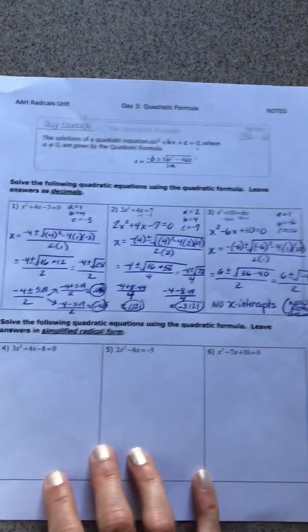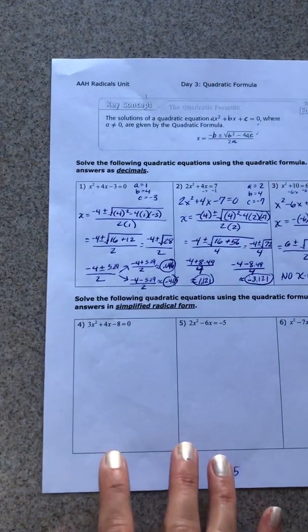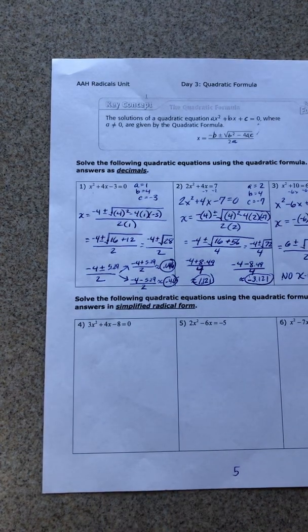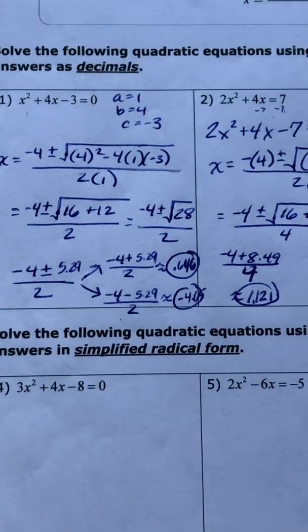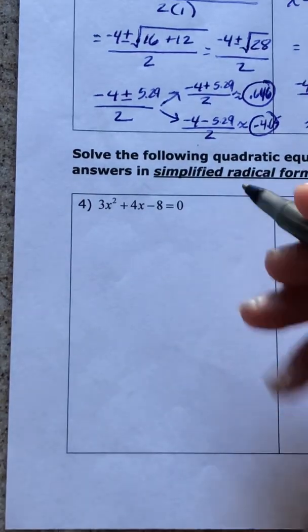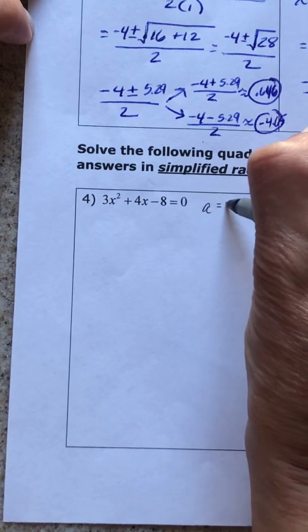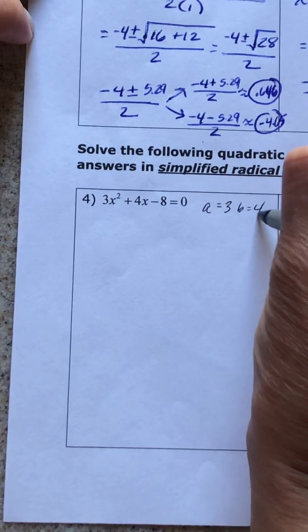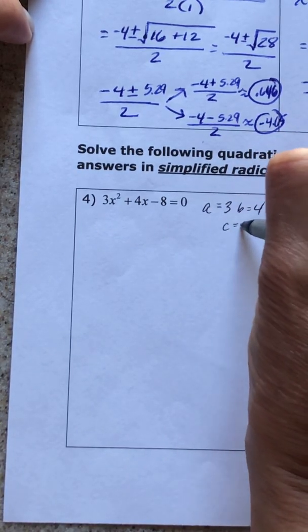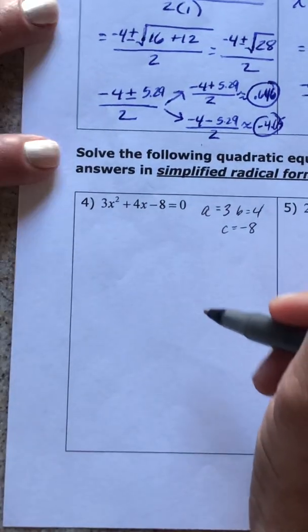But then we learned how to simplify radicals. So within our quadratic formula, that's all you're going to do, is start to simplify. So the first problem, you pick out your a, your b, and your c. And then you plug that into the quadratic formula.